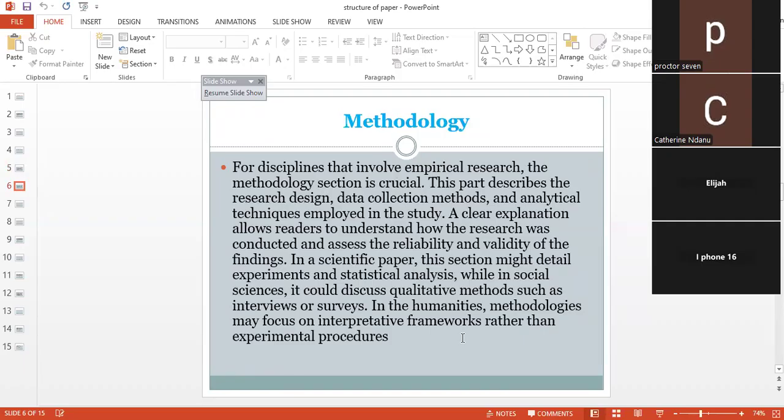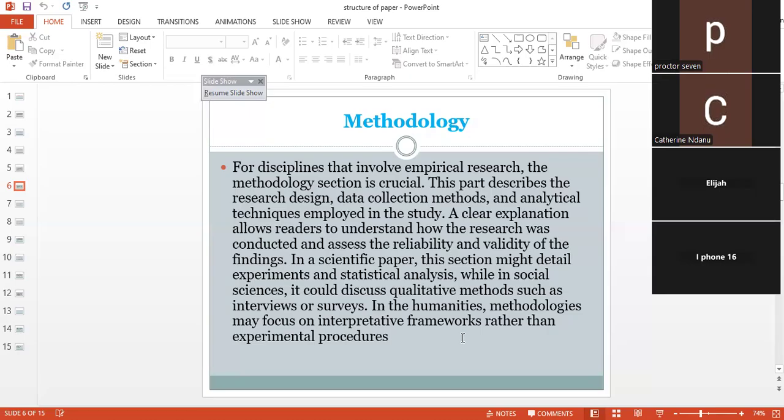Another section is called methodology. Method is very important because it determines your results. If the method is poor, then your answer is also wrong. So in modern life, we believe in structures, that for you to achieve something, you must follow certain structures. And these structures are the ones we are calling methodology. So it describes the research design, the data collection methods, and analytical techniques employed in the study. How are you going to analyze the data? Which methods are you going to use to collect your data?